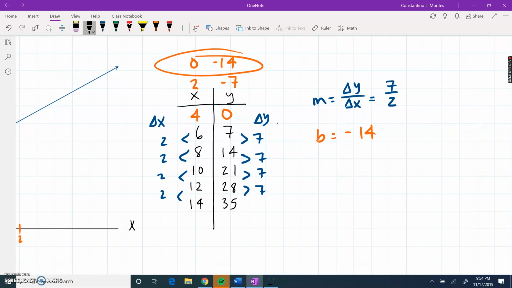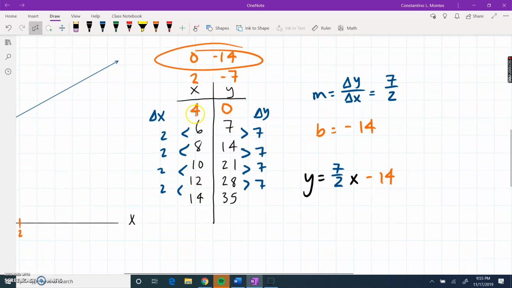Now all I have to do is again put all these pieces together. You know what? Let's make that a little bit thicker so you guys can see it. y equals my m. We have that. That's 7 over 2. Do not change that into a decimal. Leave it as it is. And my b is -14. I got that from the table. That b happened when x was 0. I got y to be -14. Again, don't stop here because you got a 0 for y. You've got to continue back until x is 0.